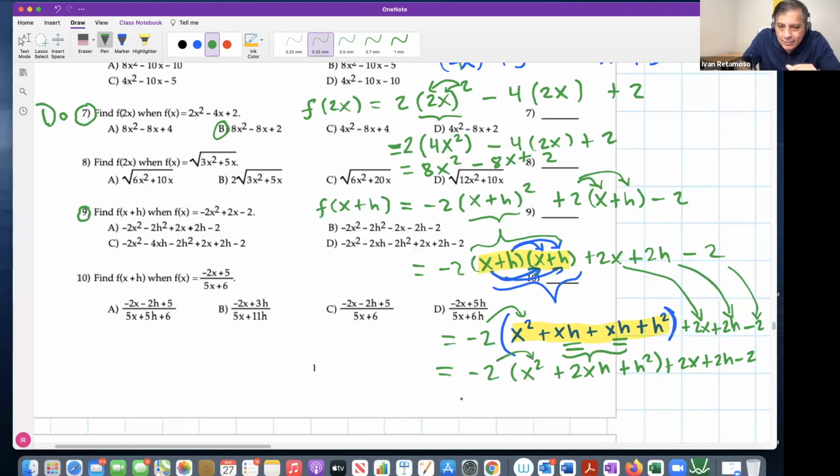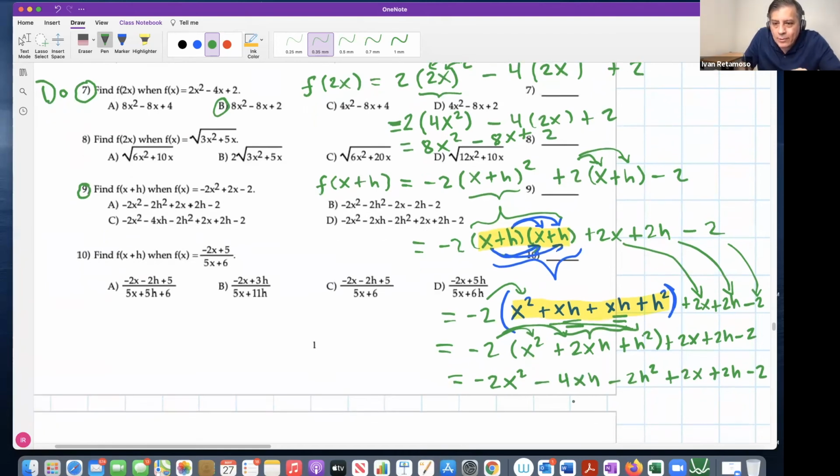Finally, I distribute now. Negative twice x squared, negative 2 times negative 2, negative 4xh. This guy times this guy, minus 2h squared, plus 2x plus 2h minus 2.